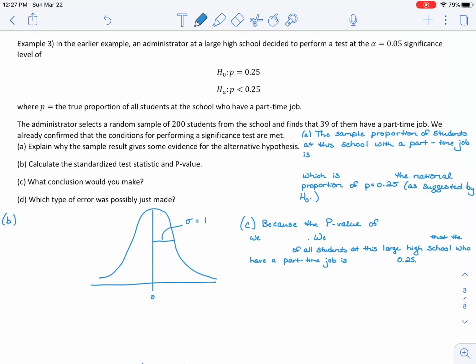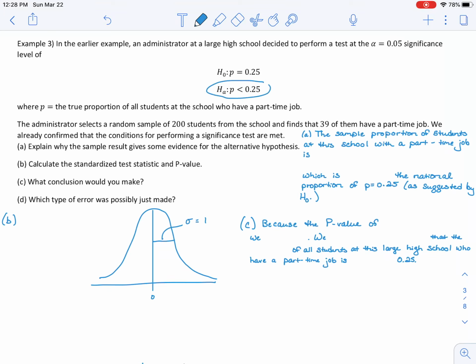So another example of this. We were looking earlier at this high school administrator who is testing for the true proportion of all students who have a part-time job. We already have all the data. He already confirmed that the conditions were met. So part A is explain why the sample result gives convincing evidence for the alternative hypothesis.